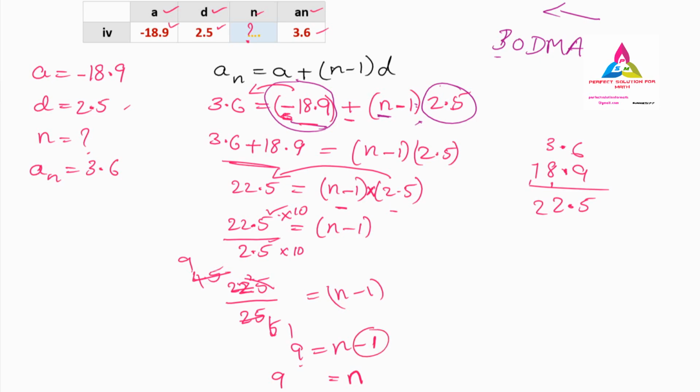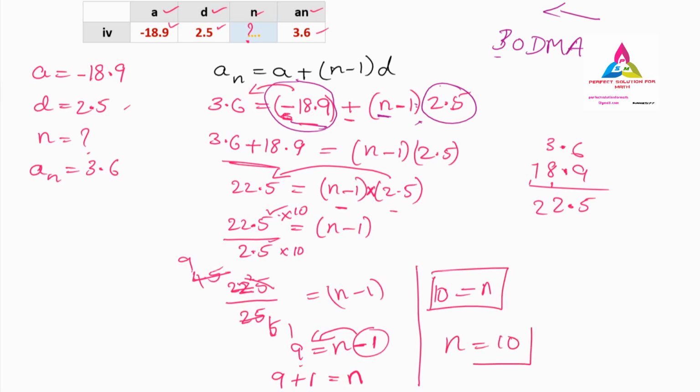This minus 1 what we have, we have to shift. It is negative over here, so when you shift it becomes plus. So here I will write: the n value we got is nothing but 9 plus 1, how much? 10. So that is your answer. n is equal to 10. You can write here, n value is nothing but 10.